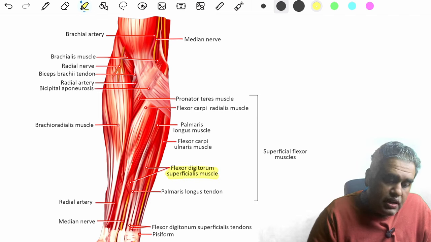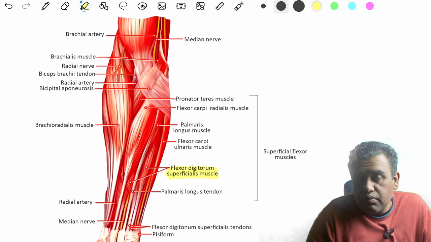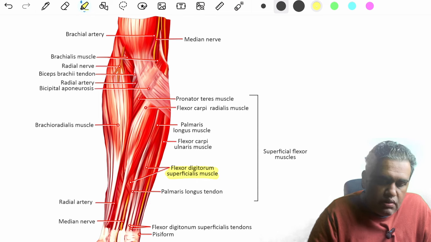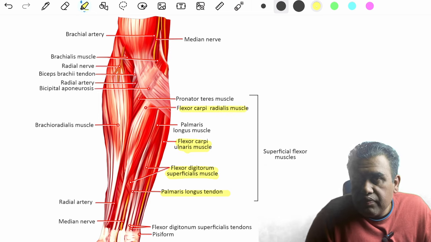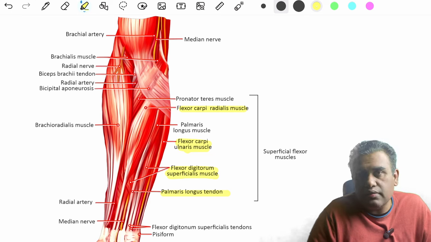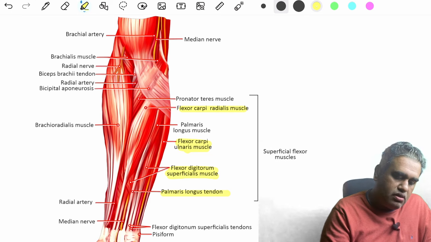Ab sir, is my FDP ka hai, but FDP is the profundus one, which goes to the distal phalanx, is a deeper muscle. In the dissection, if we remove all the palmaris longus, flexor carpi ulnaris, flexor carpi radialis, deeper to it, you will see the FDP muscle. Theek hai? This is the FDS muscle over here.